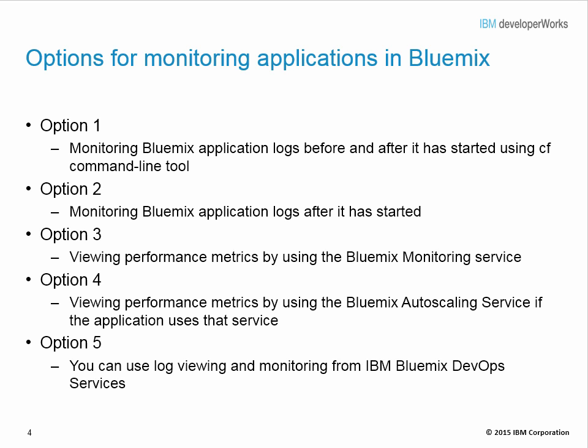There are 5 options for monitoring applications in Bluemix. Option 1 is monitoring Bluemix application logs before and after it has started using the CF command line tool. Option 2, you can monitor Bluemix application logs after it has started. With Option 3, you can view performance metrics by using the IBM Bluemix monitoring service. Option 4, you can view performance metrics by using the Bluemix Autoscaling service if the application uses that service. And finally, Option 5, you can use log viewing and monitoring from IBM Bluemix DevOps services.